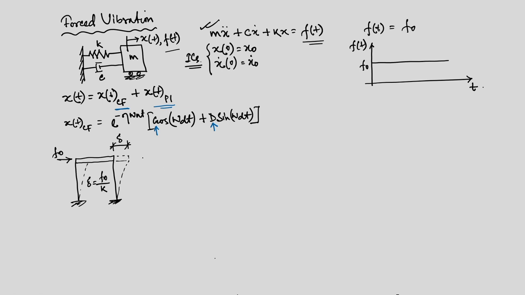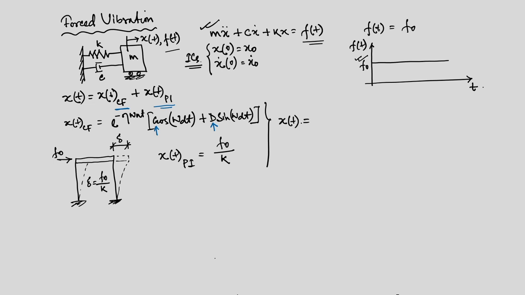If x of t is constant, obviously, if we differentiate that function, we will get 0. So, the velocity and acceleration components due to this forcing function will be 0, because this forcing function does not change with time, it is a constant force. So, obviously, the particular integral in this case will be equal to what? The force that we apply divided by the lateral stiffness of the system. And if we combine these two, we basically get the total response or total solution.